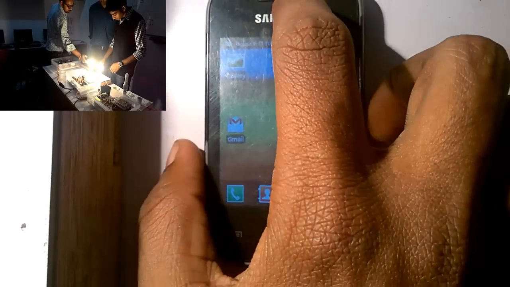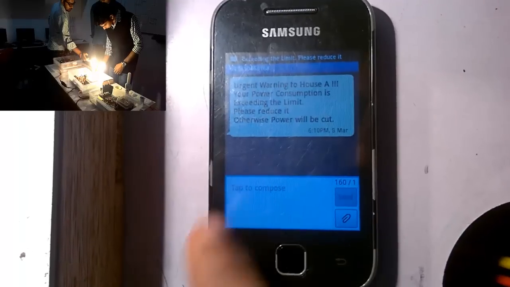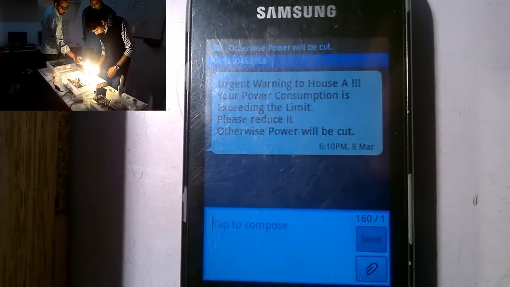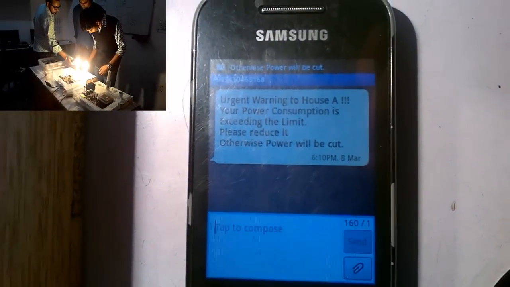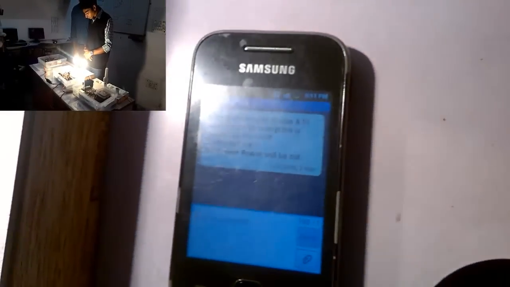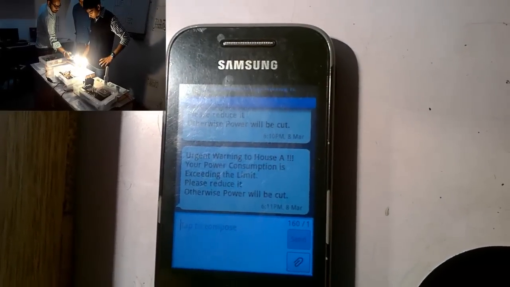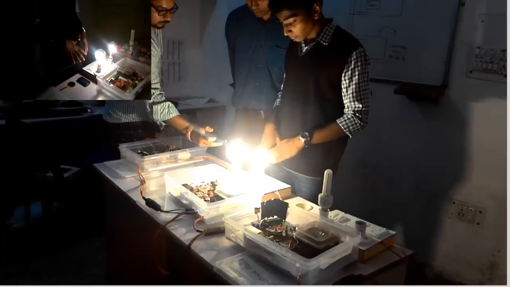Well, the message has come. As I unlock it and see the message, the message I am receiving is: urgent warning to house A. Your power consumption is exceeding the limit. Please reduce it. Now I am not going to switch it off. What will happen? Another message will be sent. Again we will see that another message has been received. The same message has been received for the second time. Now I am going to keep it on again.